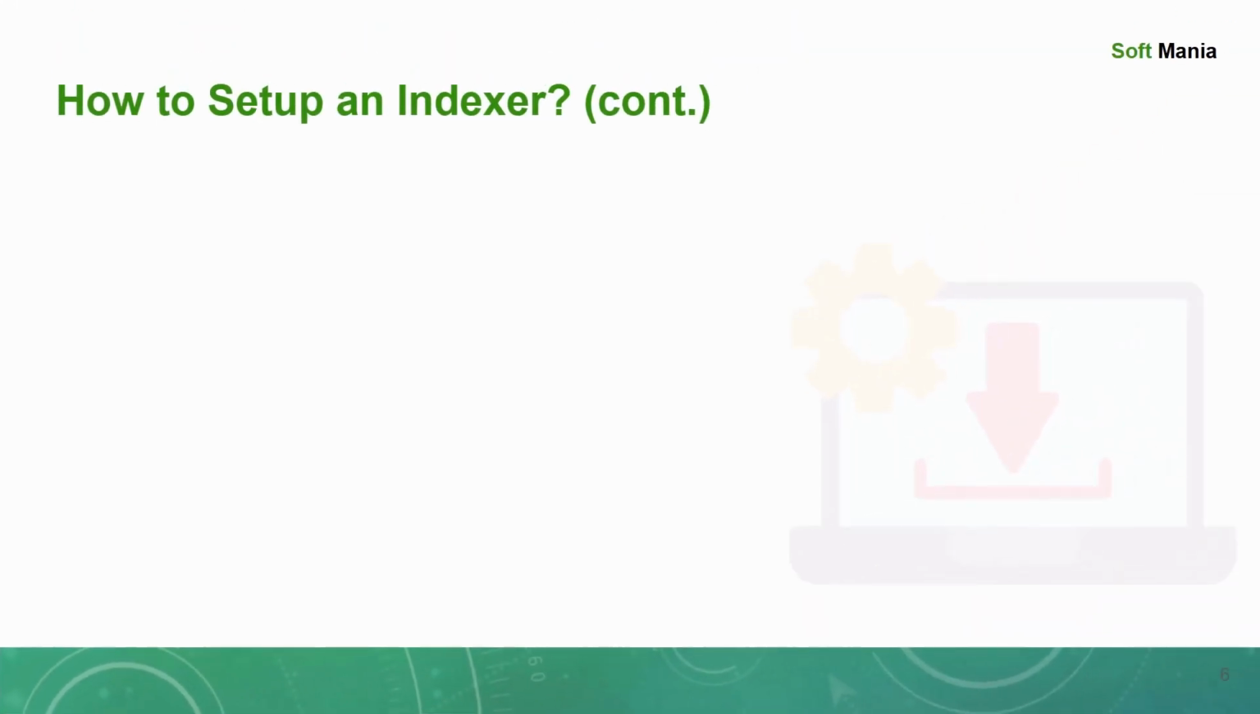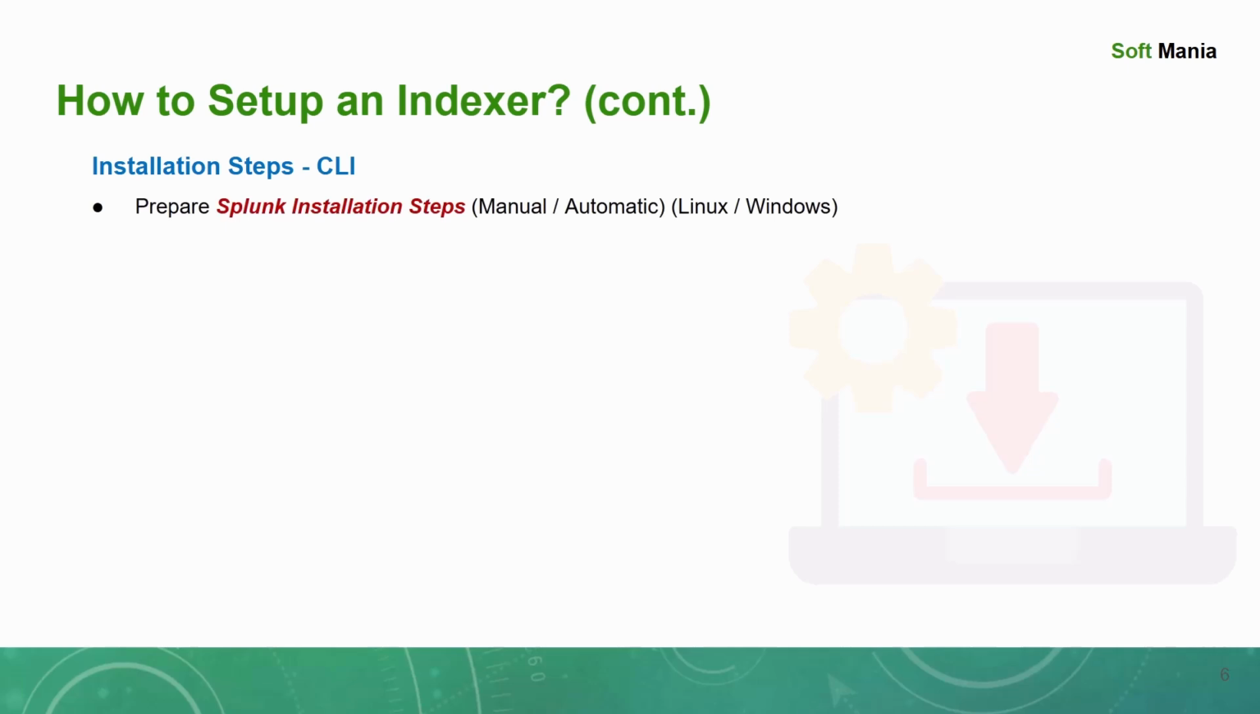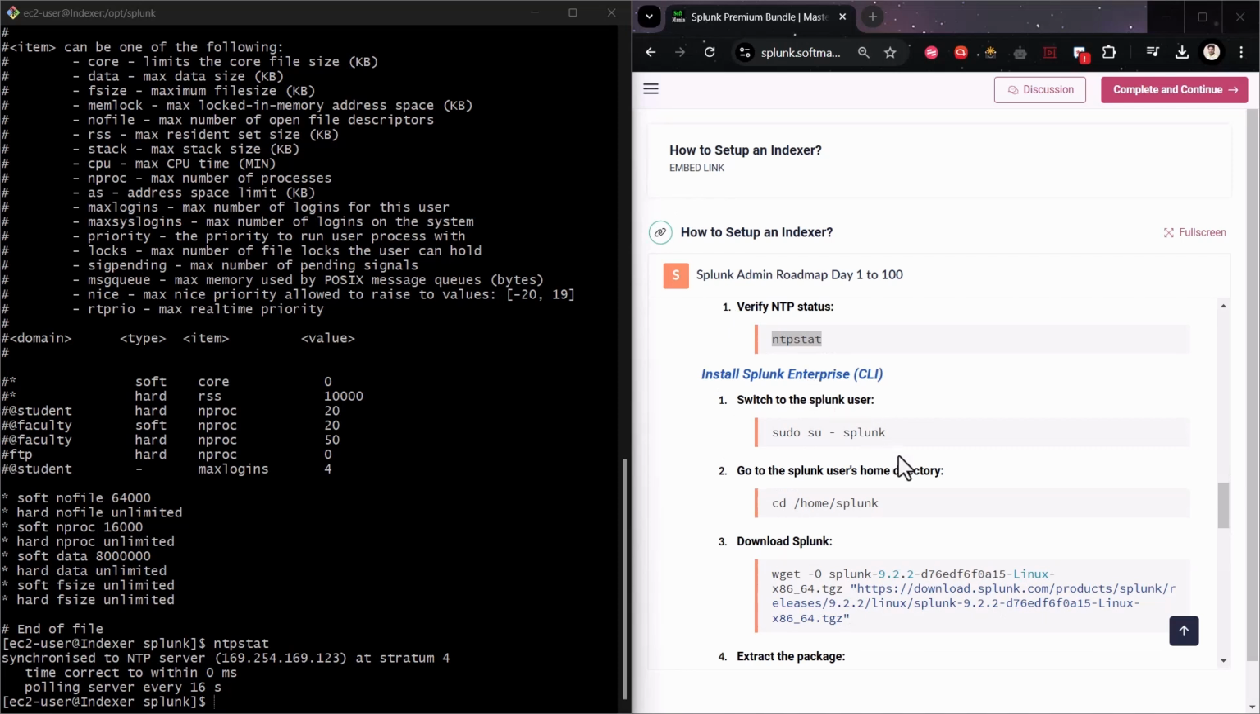Next, we will discuss the installation steps, the CLI commands. First, we have to do some of the preparations. So we have to install Splunk by downloading all those things, right? We will look at each one of them in detail now. For that, you can continue using the commands listed in this document.